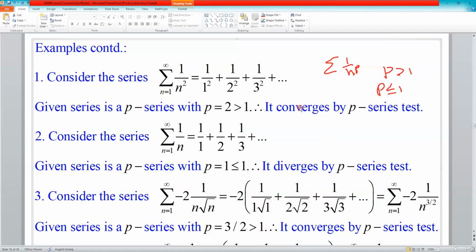What does the p series test say? So p is equal to 1, that is less than or equal to 1. Therefore, the series diverges by the p series test.